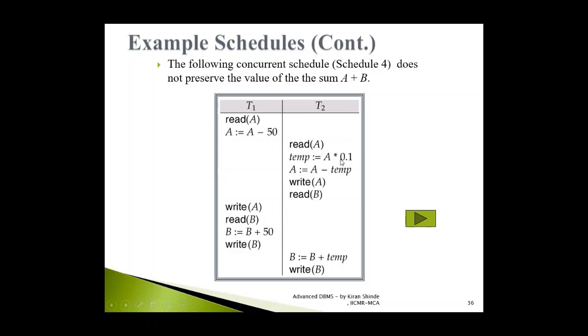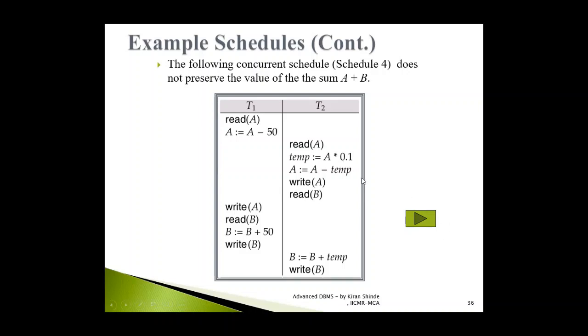Again, T2 has done some modification onto A and written back A. After that, it has read data item B. Then, the operation of T1 which was expected to happen immediately after it modified A has been delayed, and now T1 is trying to store the value of data item A which it has updated.